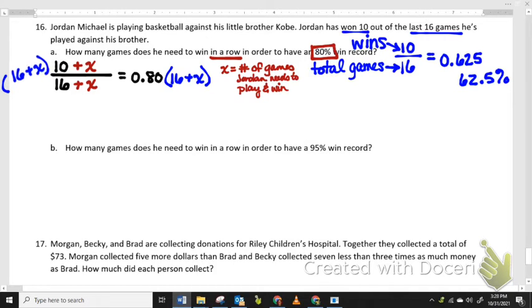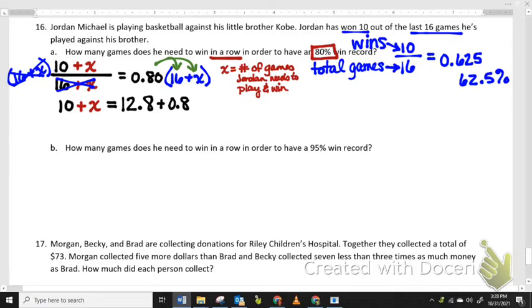Multiplication undoes division. And so over on the left, that means this is going to cancel out with my denominator. And I would have 10 plus X is equal to, and over here I want to distribute. When I do 0.80 times 16, that is 12.8. And then I have plus 0.80x, or you could just write that as 0.8x. That's totally fine. I want my x's on the same side, so I am going to subtract 0.80x from both sides.